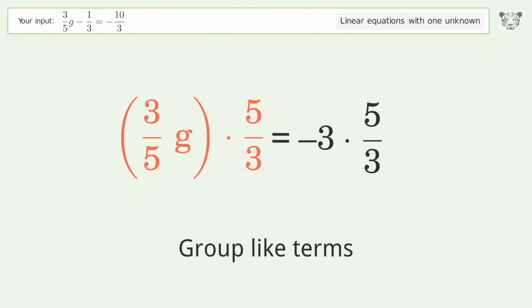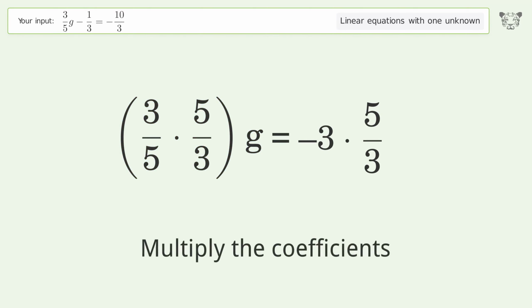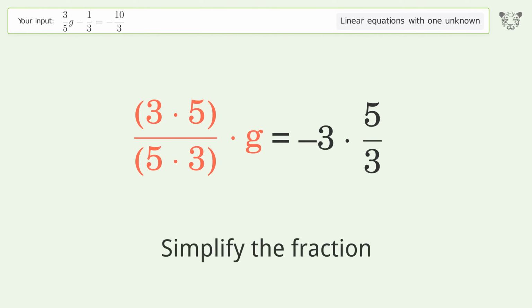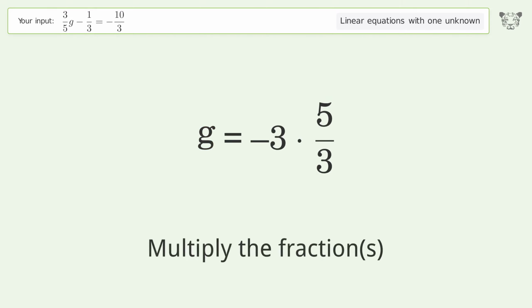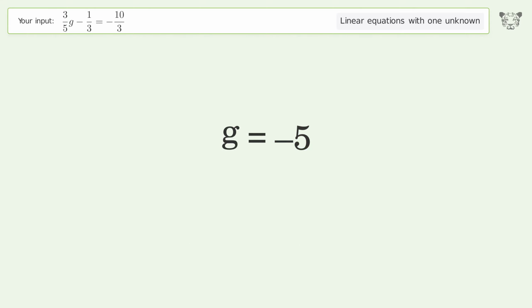Group like terms. Multiply the coefficients. Simplify the fraction. Multiply the fractions. Simplify the arithmetic. And so the final result is g equals -5.